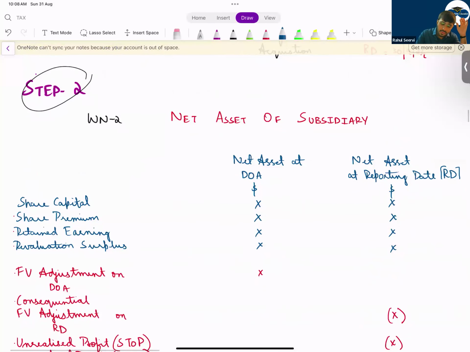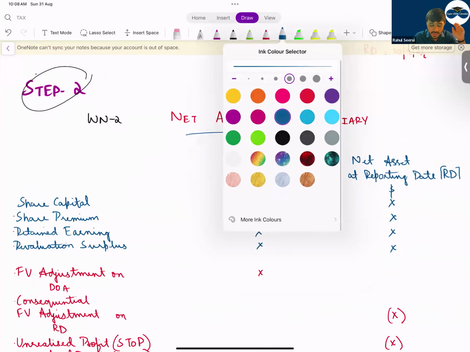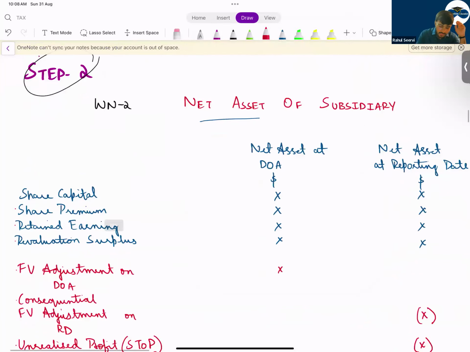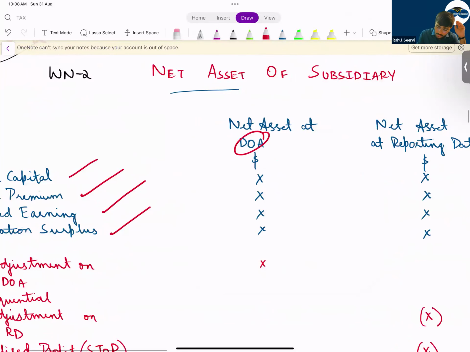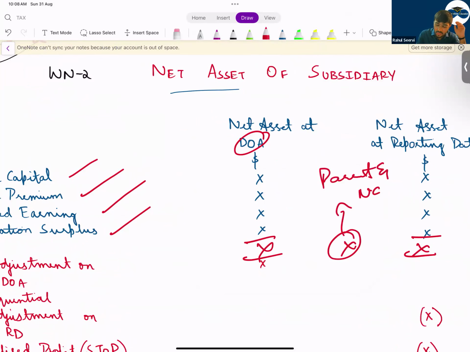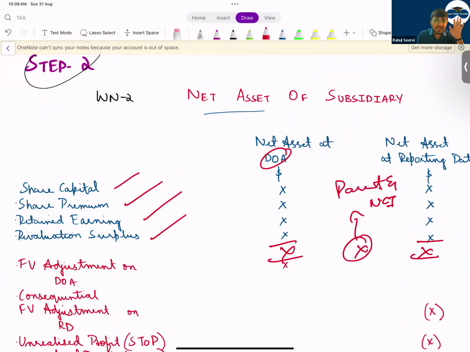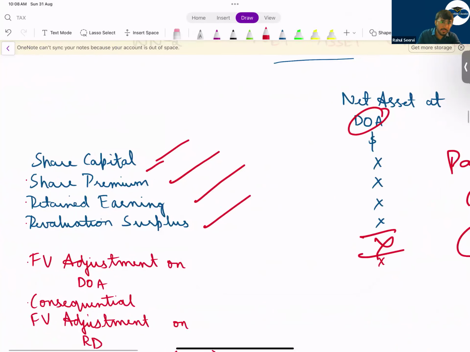Why do we do step number 2? We do this step to calculate the post acquisition profits. So we write down share capital, share premium, retained earnings, revaluation surplus at the date of acquisition. Whatever is the difference will be the post acquisition profits. This will be given to the parent and NCI. Now, in your exam, you need not prepare this step 2, but sometimes the share capital and share premium will be given. You have to take these values and calculate the post acquisition profits.